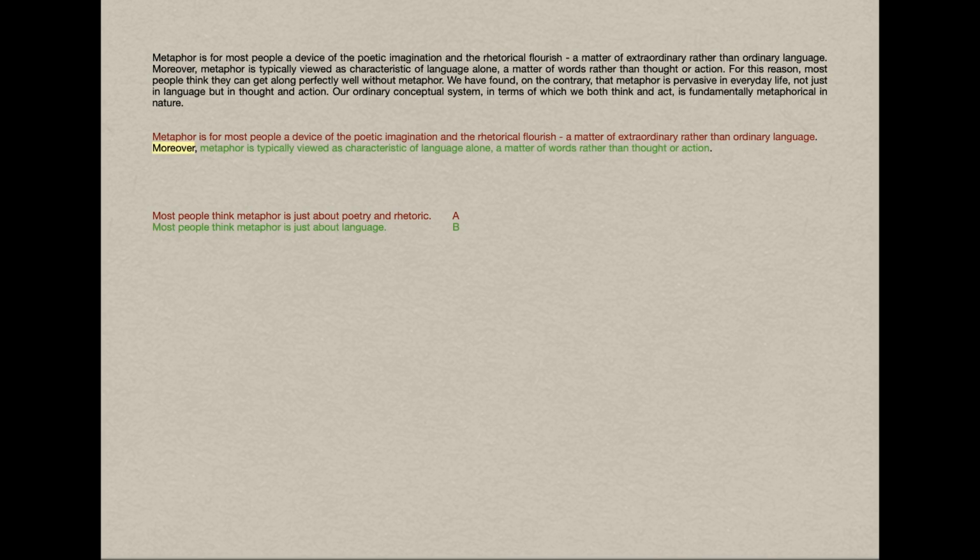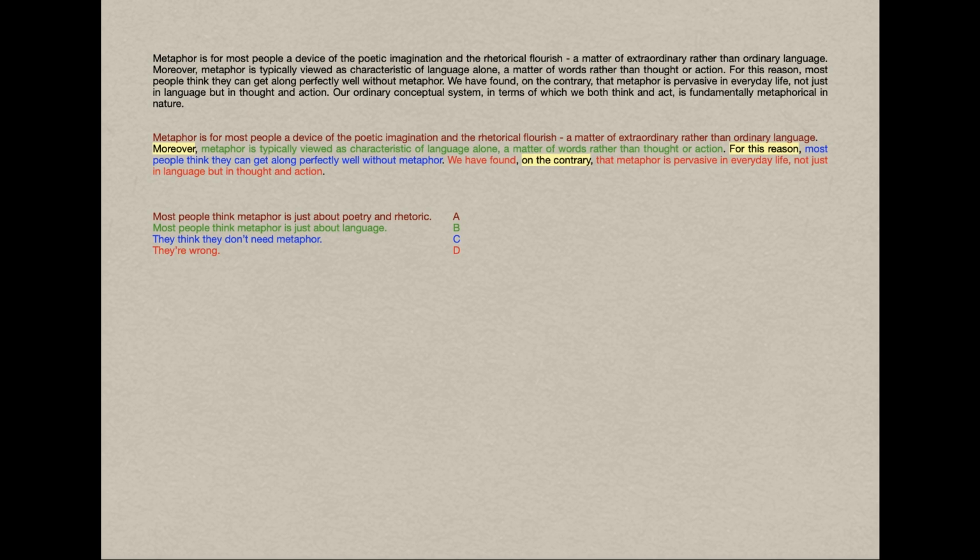In the second sentence, we have one of those linking words, moreover, which is just a fancy way of saying and. We'll summarize that idea as most people think metaphor is just about language, and we'll call that idea B. Then in the third sentence, we have another linking expression, for this reason, which just means so, or therefore. We'll summarize the idea in this sentence as they think they don't need metaphor, and we'll call that idea C. So far, our structure is A and B, so C.